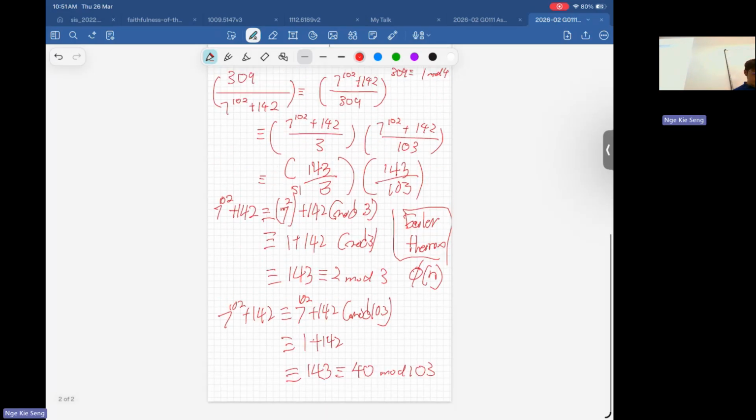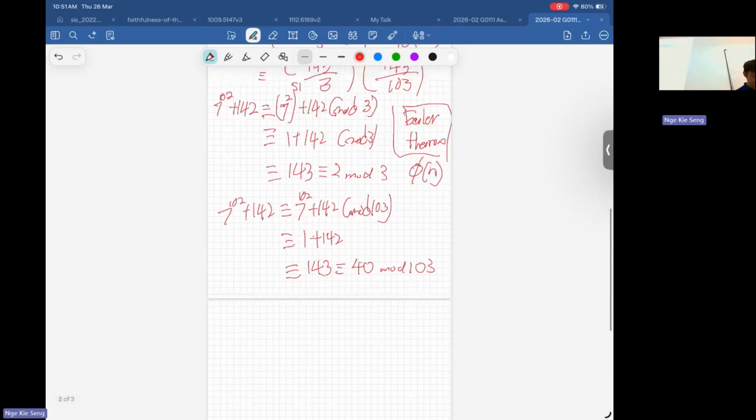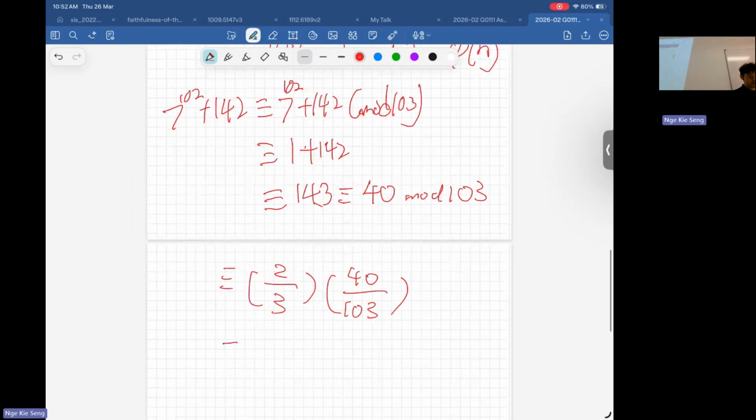Okay, so can you continue yourself? Yeah, you can continue yourself, right? So it should be pretty straightforward. 40 over 103 is not prime. Please don't use quadratic reciprocity. You should split further first. Let's split to what? 2 to the 2 times 5. Okay. Maybe split one more, then I leave it for you to do.